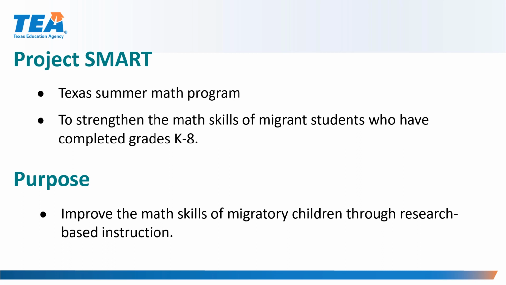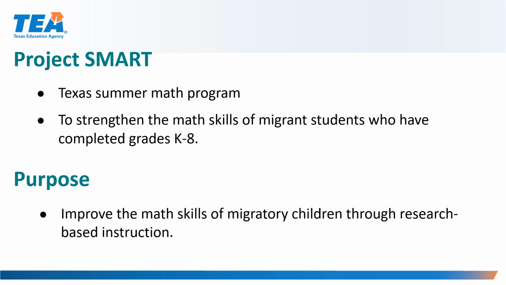Project SMART is a Texas summer math program designed to strengthen the math skills of migratory students who have completed grades K through 8. The purpose of Project SMART is to improve the math skills of migratory children through research-based instruction. The program focuses primarily on math skills and also includes literature lessons and, in the school-based setting, STEM, or science, technology, engineering, and math projects.